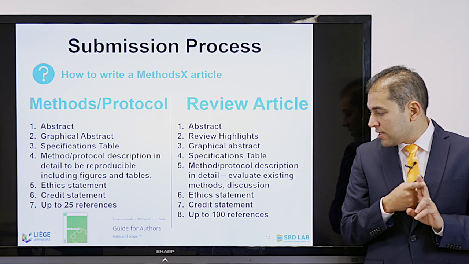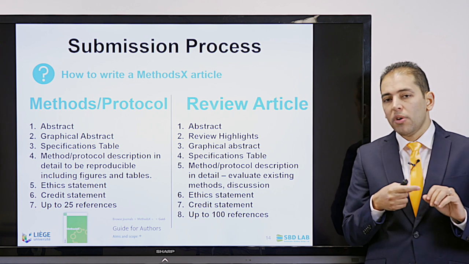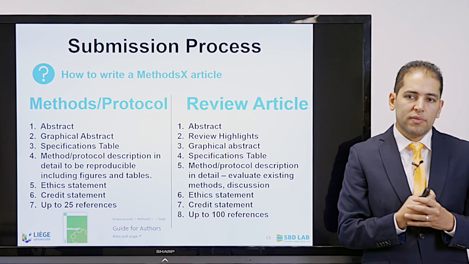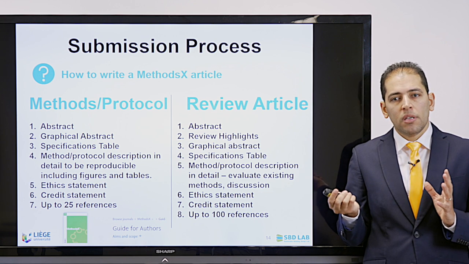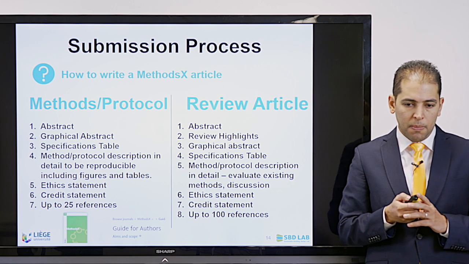Then number 6, ethics statement, number 7, credit statement, and in number 8, you will need to have up to 100 references, more or less, compared to 25 in the classical methods article. So those are the main differences between a review article and a protocol or methods article.